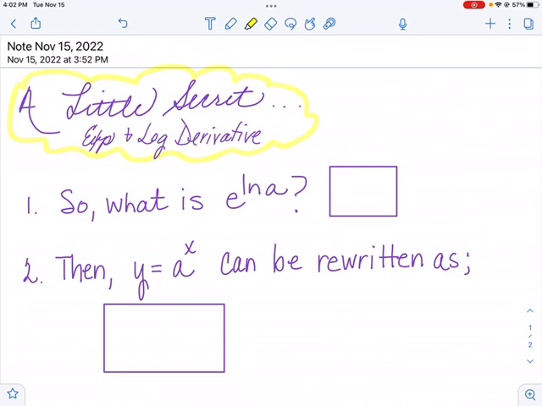So what is e to the ln of a? If you guessed that it's a, you were right. It's equal to a. So if we have e to the ln of x, because of the inverse property of the two, then we end up with x. Whatever happens to be in that position, e to the ln of that thing is just that thing. So e to the ln of a is equal to a, right?